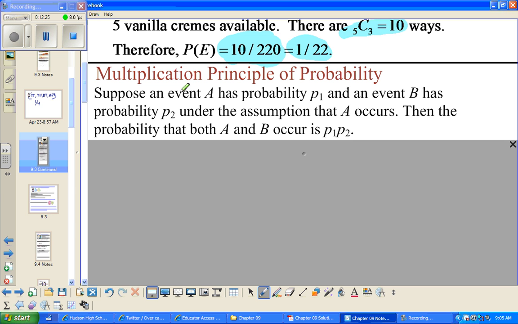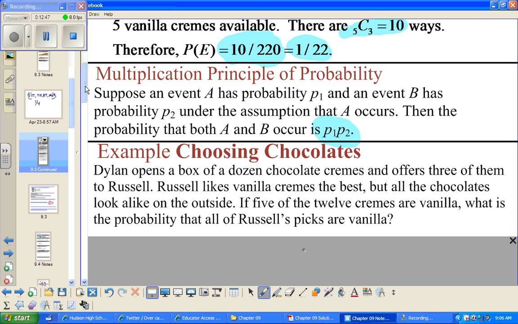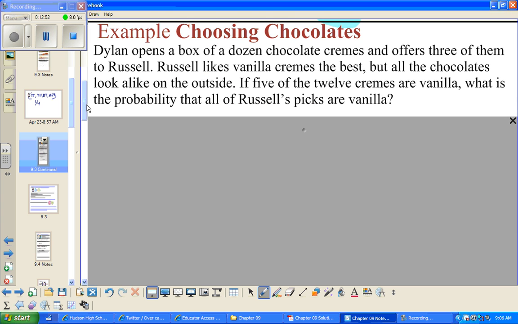There's what's called the multiplication principle of probability. Suppose an event A has probability P sub 1 and event B has probability P sub 2. Under the assumption that event A occurs, the probability that both A and B occur is the product of those 2 probabilities. Now if we look at that same exact chocolate problem again, we can talk about the probability that Russell picks the first chocolate to be vanilla.